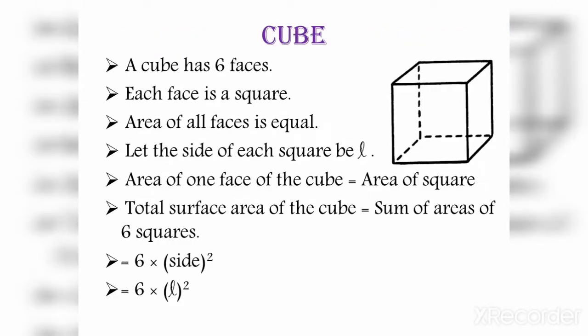Now cube. Here you can see the cube. Cube has 6 faces. Each face is a square. The areas of all the faces are equal. Let the side of each square be L. The area of one face of the cube is the area of a square. The total surface area of a cube equals the sum of the areas of 6 squares. So what is the formula for area of a square? Side multiplied by side. Total how many faces are there? 6. So 6 multiplied by side square. Okay. Based on these two formulas, we are going to solve the next practice set.